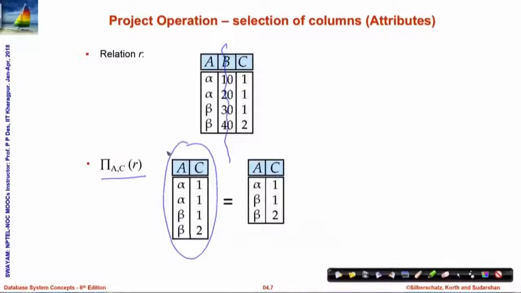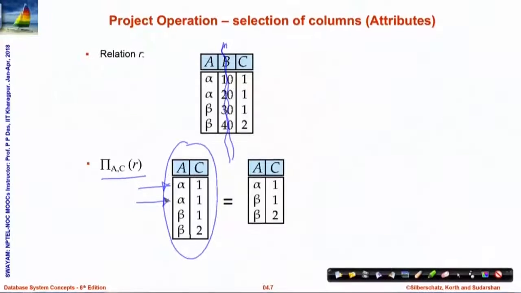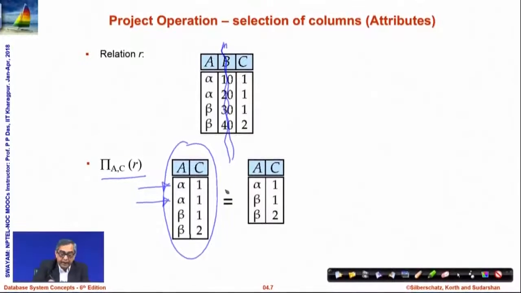Please recall that a relation is a set, and in a set every element has to be distinct. So, after erasing B, this first and the second row have become identical. Naturally both of them cannot be there; it will have to be made distinct by erasing any one of them, and hence they become one row in the result.